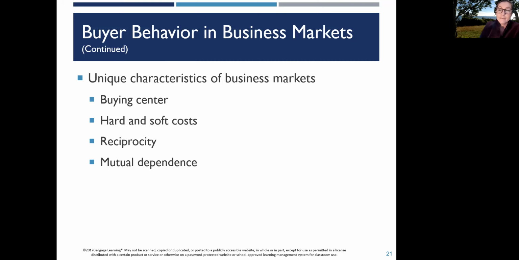So we might have the accountant who's in the buying center. We might have the operations manager in the buying center. We might have the warehouse manager in the buying center. We might have the engineer in the buying center, right? So who are the relevant people that need to come together to make this buying decision? And this is especially important to make sure that the right people are included in that buying center, especially when the purchase is a very expensive purchase.